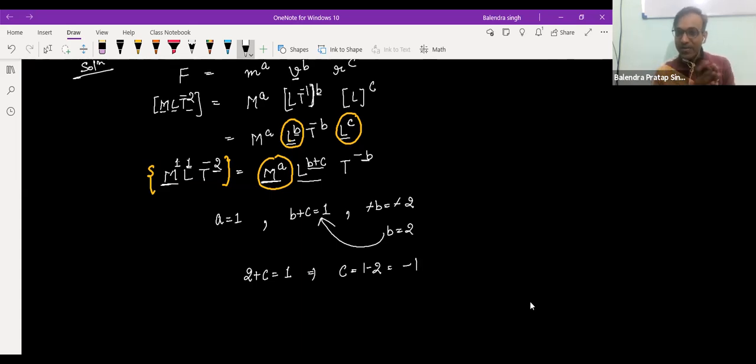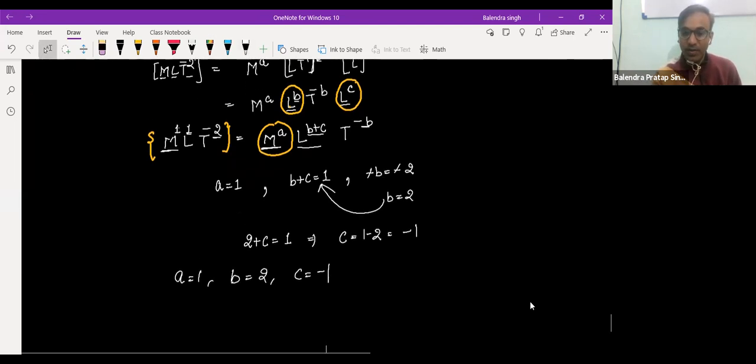So by using dimensional analysis, we exactly find the values of a, b, c. We just compare dimensions of the left hand side to the right hand side. So we get a equals 1, b equals 2 and c equals -1. Now let's put these values in our original formula.